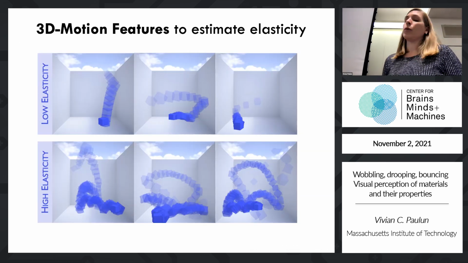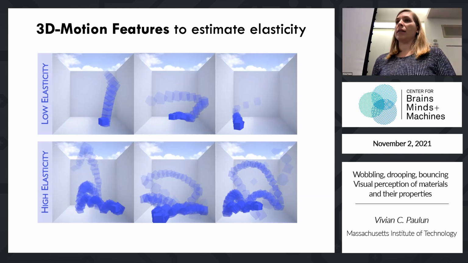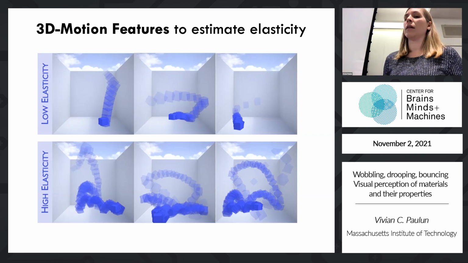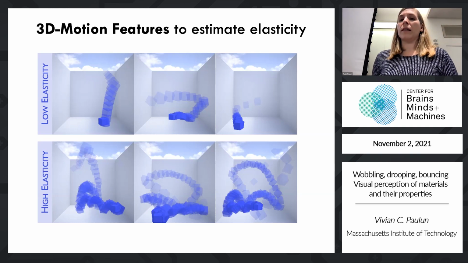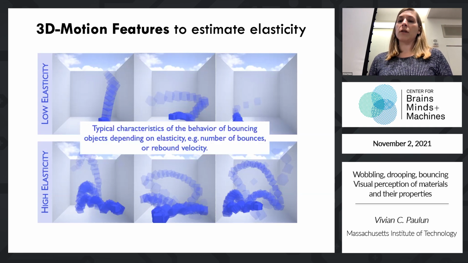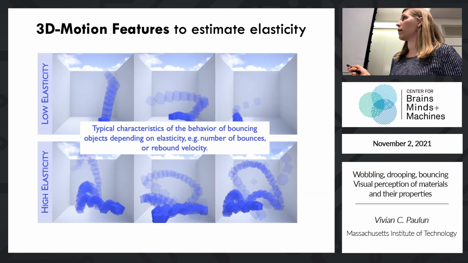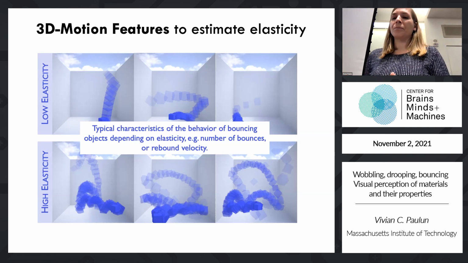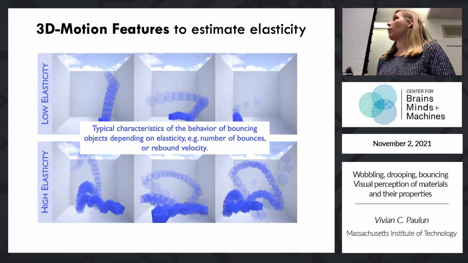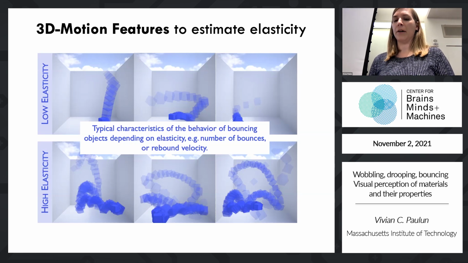And we propose that humans use 3D motion features to estimate elasticity. These are typical characteristics of the behavior of bouncing objects that depend on elasticity, for example, the number of bounces or the rebound velocity. And these features capture the resemblance across different scenes of the same elasticity, such as the shorter trajectories up here. And they are preserved even though the exact trajectory varies from scene to scene. And I'm going to go through some example motion features to explain better what I mean with this.